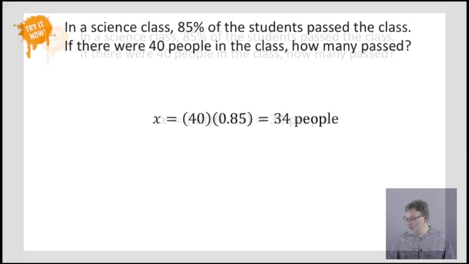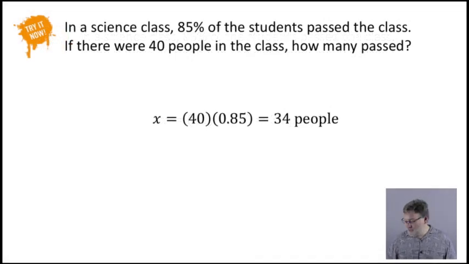Welcome back. Well, here's another problem in which we are trying to find the portion. We have the rate of 85%. That's 85% of a total of 40 people in the class. We're attempting to find the portion by multiplying those two things, 40 people times 0.85, which gives us 34 people who passed the class out of 40 people.